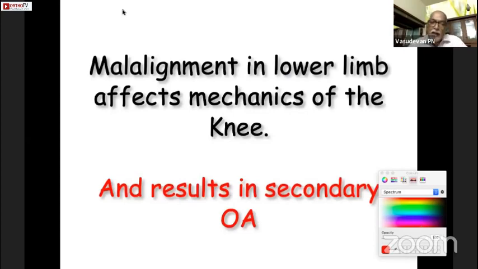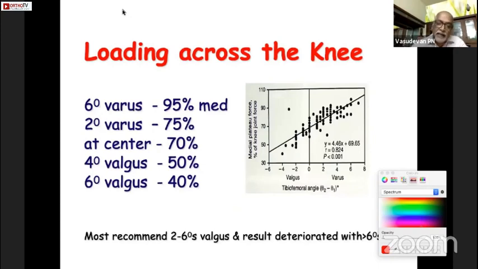So that means a malalignment in the lower limb, anywhere from the hip joint to the ankle, affects the mechanics of the knee and results in secondary osteoarthritis of the knee joint. So as Mangal said earlier, how the loading goes across the knee. This is our first year MS learnings.